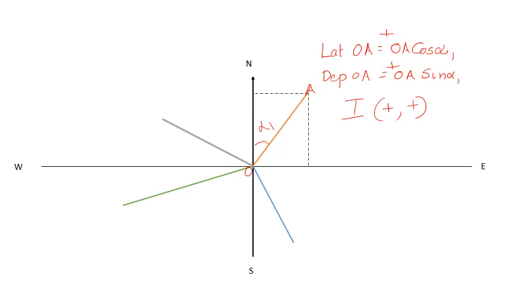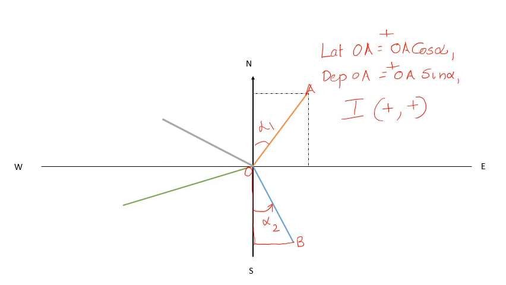Now let us move on to the next case. This is the line, say, OB. The bearing of this line OB is alpha 2. I have measured this angle with respect to the north-south line, so that is why this is angle alpha 2. So what will be the latitude of line OB? That is nothing but the projection of line OB on the north-south direction. So this length will be the latitude.